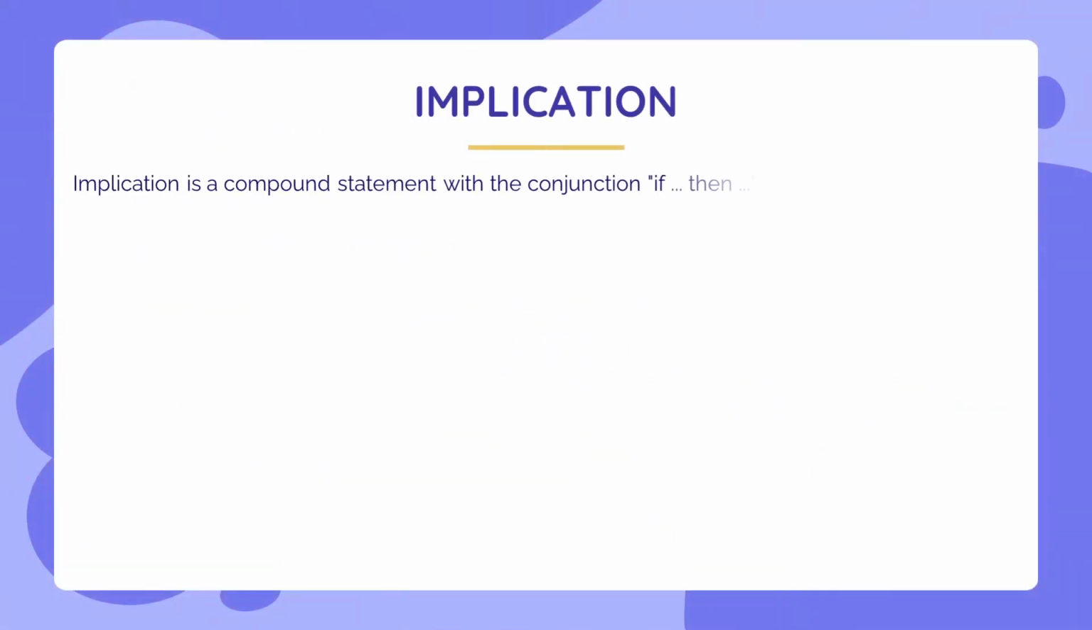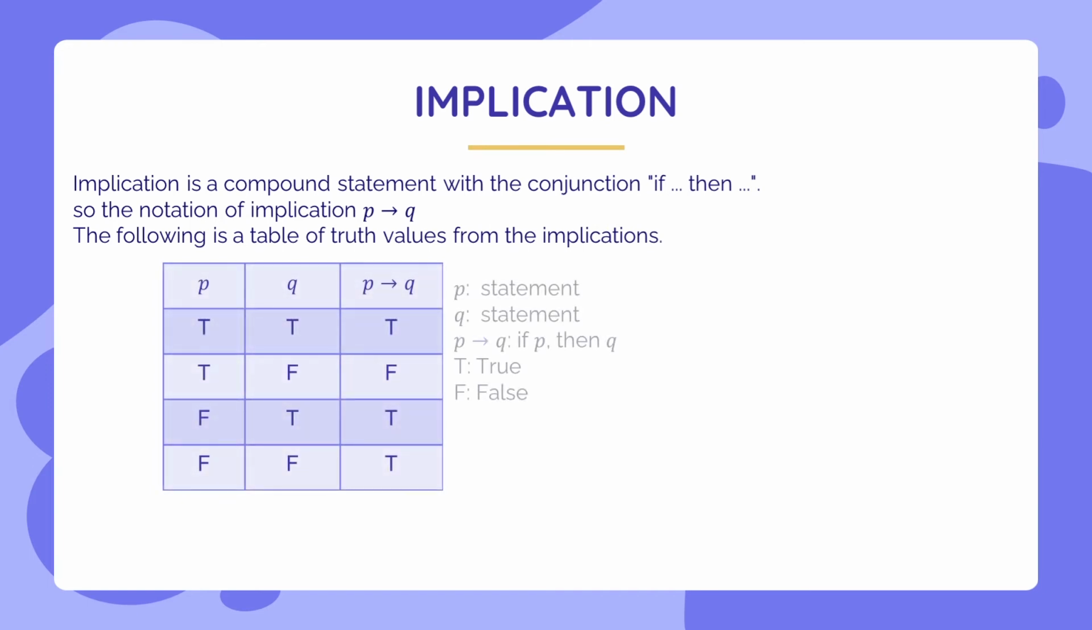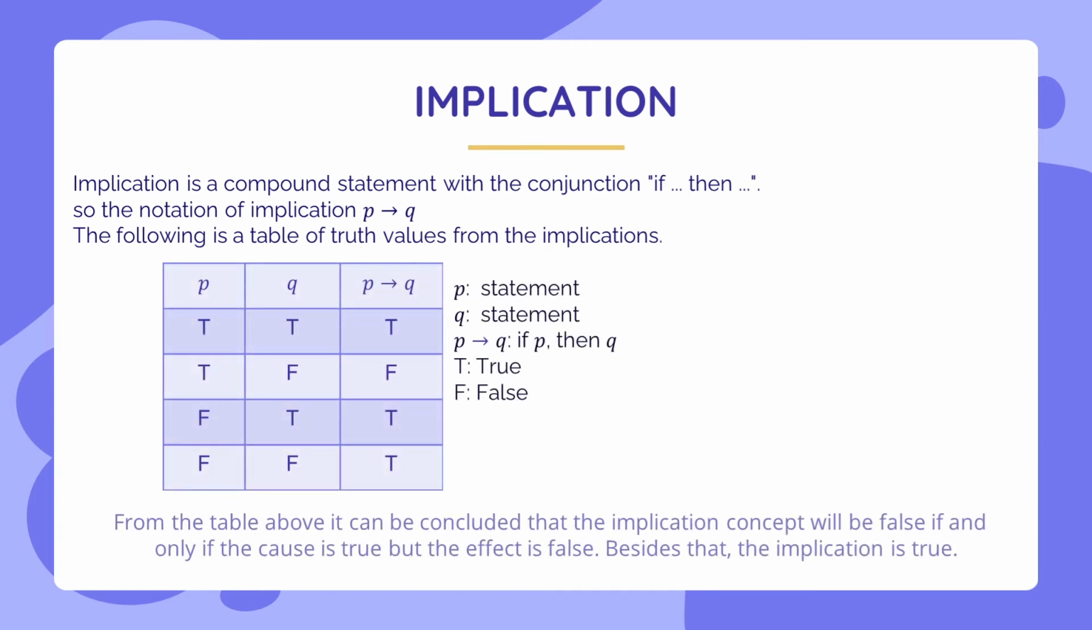Implication. Implication is a compound statement with the conjunction if, then. So, the notation of implication is on the slide, read if P then Q. On the slide is a truth table of implication. From the table on the slide, it can be concluded that the implication will be false if and only if the cause is true but the effect is false. Besides that, the implication is true.